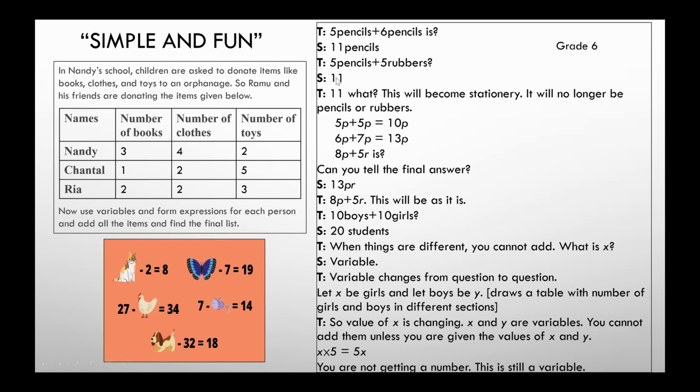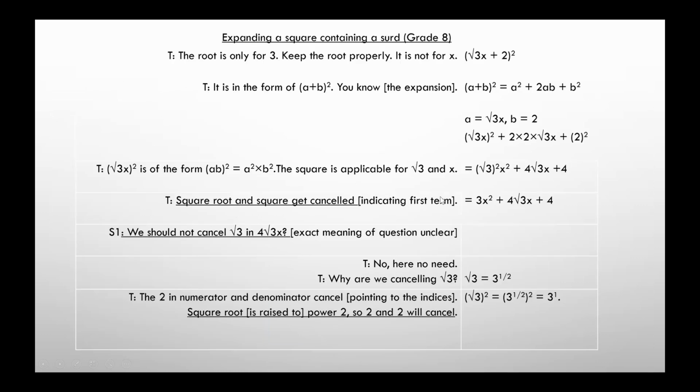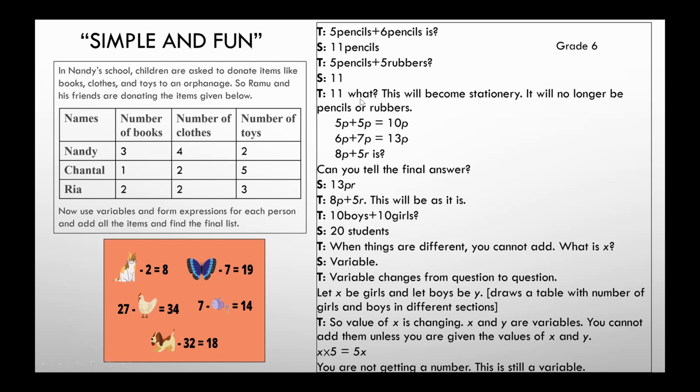And then the teacher asks about some erasers and some pencils and some rubbers. And children say 11 again. And then the teacher says 11 what? This will become stationery. It will no longer be pencils or rubbers. So 5p plus 5p is 10p. Now, do you see the relationship between this table and the simple and fun?